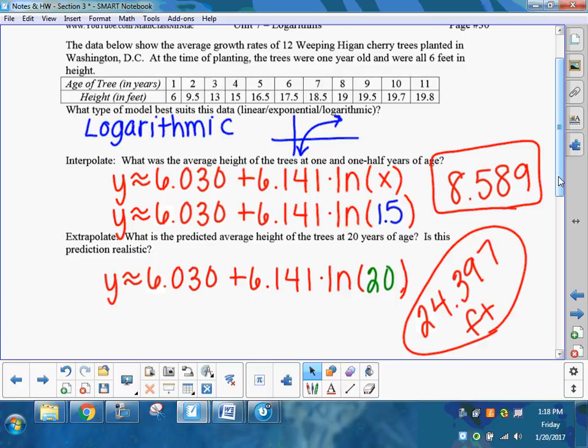You were closest so far. What do you want to say? Interpolate is inside x equals 1. Inside what? The data that's given. So like looking at what we have data from 1 to 11. So it's 1.5 inside of 1 and 11. Inside the data set? Is 20 inside of that data set? No. Interpolating is much more accurate than extrapolating.